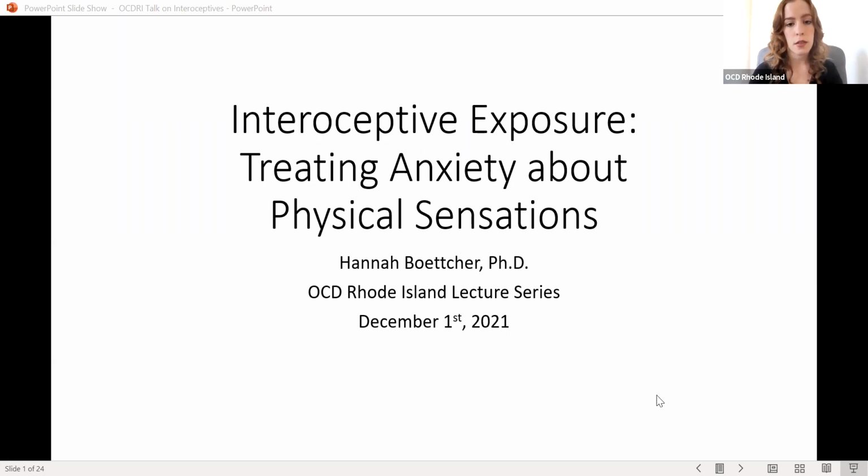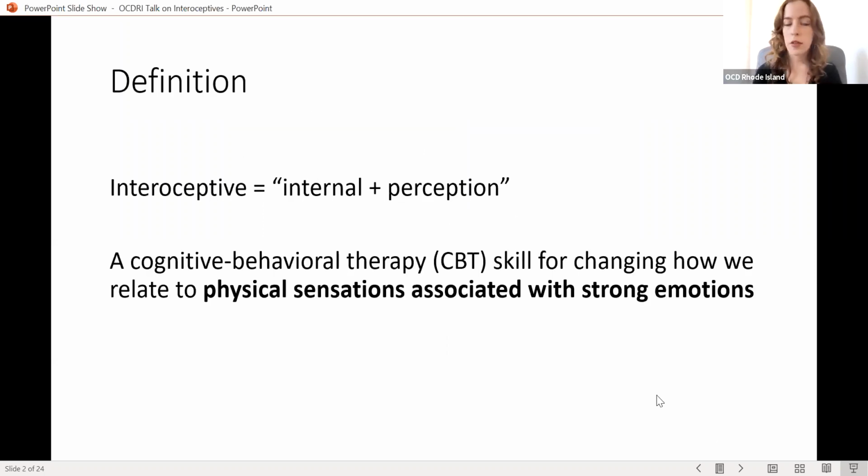All right. So when you hear the word interoceptive, you can think of internal and perception. So interoceptive refers to any perception of an internal physical sensation that's happening in your body. And in our context, we're talking specifically about the types of sensations that tend to go along with strong emotional experiences, because these are so often the ones that we want to work on from a mental health perspective.